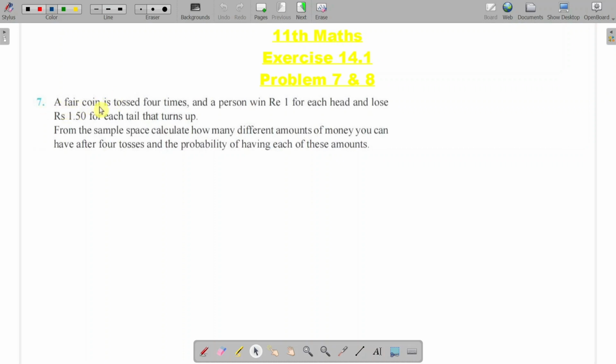The problem is: a fair coin is tossed 4 times and a person wins rupee 1 for each head and loses rupees 1.50 for each tail that turns up. From the sample space, calculate how many different amounts of money you can have after 4 tosses and the probability of having each of these amounts. Okay, let us start solving the problem. Solution.